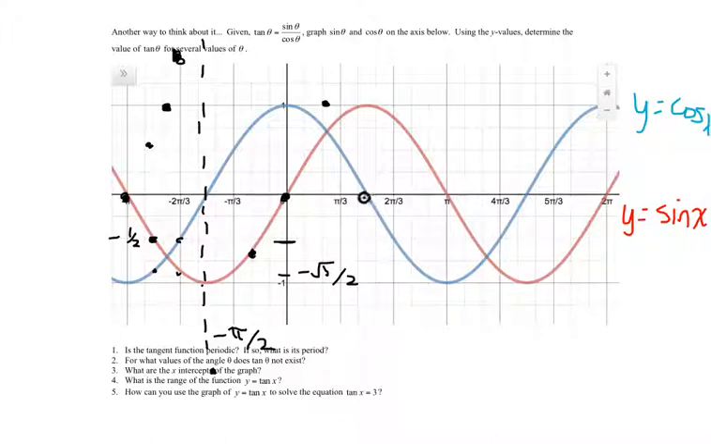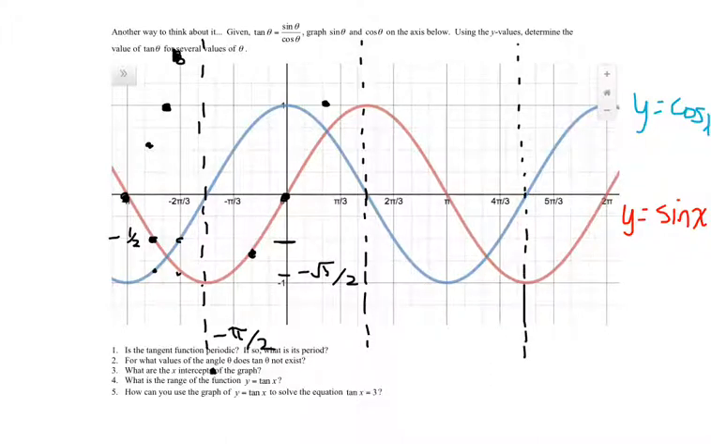And here, cosine is 0. 1 divided by 0 does not exist. So I have another asymptote. In fact, every time cosine is 0, I have an asymptote. I'm not allowed to divide by 0. As I get closer and closer to that point, I have big number divided by much smaller number. That's going to make it really big. It's going to go up towards infinity. So what happens is I go up towards positive infinity and then down towards negative infinity.